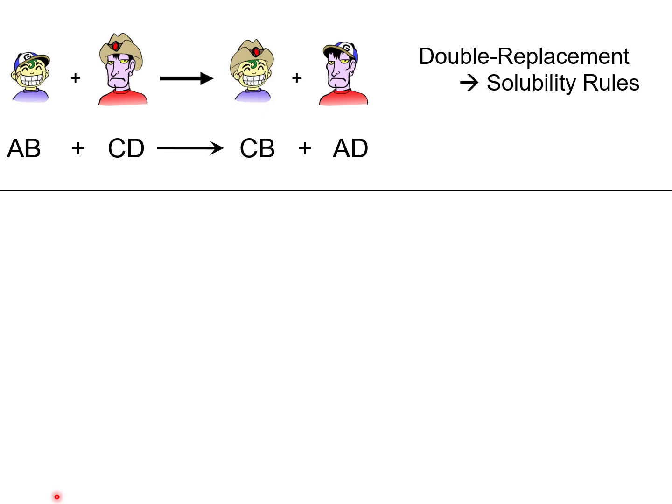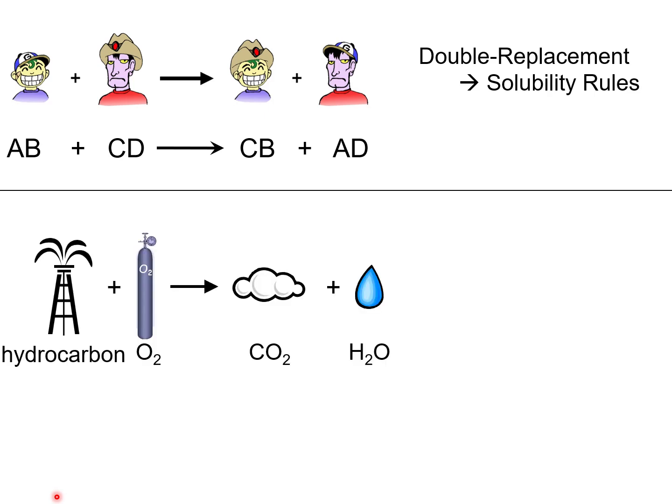And then the fifth main category would be a combustion reaction, which is where you have a hydrocarbon and oxygen. Oxygen is always present in a combustion reaction. And afterwards, you have carbon dioxide and water.